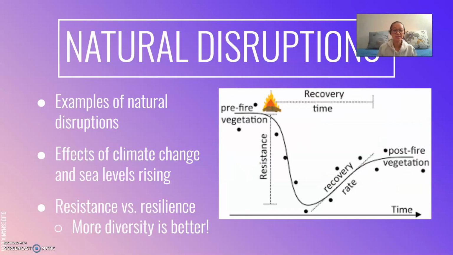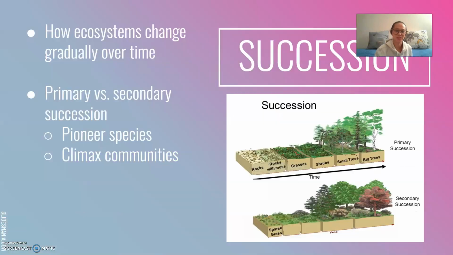Oh, quick note on this. We talked about how more diversity is better generally for ecosystems. So if you have a more diverse ecosystem, a more diverse island, a more diverse place, they're going to be less affected by natural disruptions and disasters. They're probably going to be more resilient and able to bounce back quicker and faster and not gain as many extinctions because of the diversity.